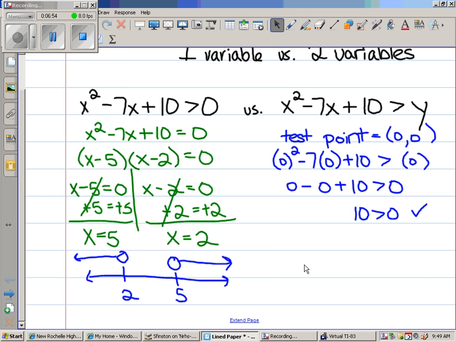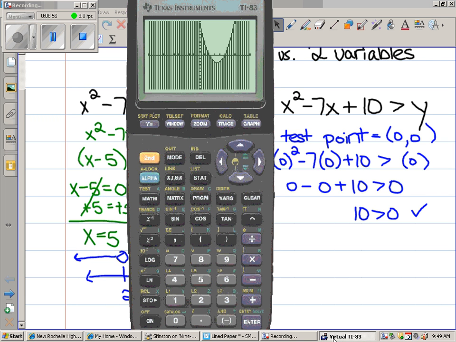Not at all. Suppose you picked a test point over here and it didn't work. That would also tell you where the answer lies. It means the answer is on the other side of the graph. Yeah, absolutely. Do you get it? Like that.